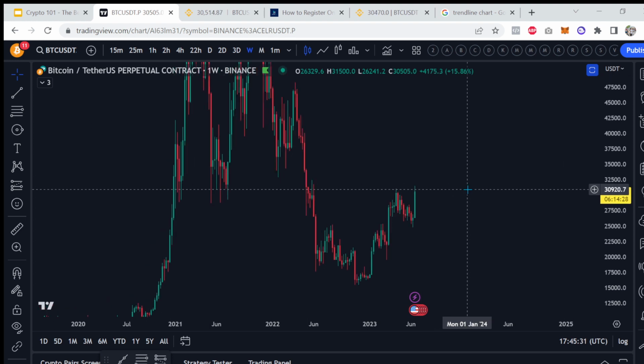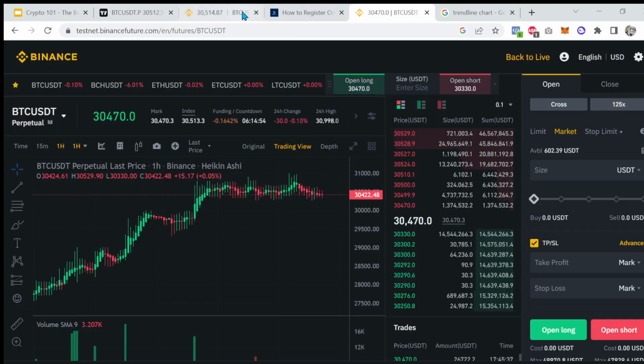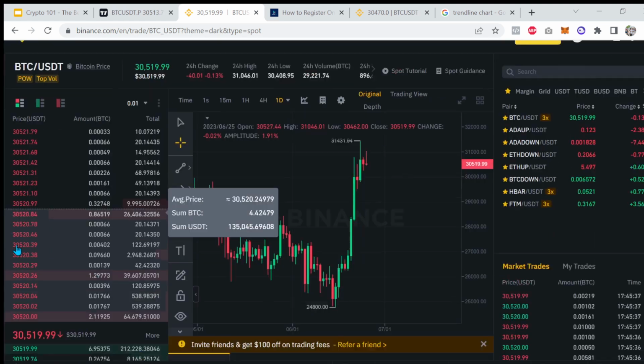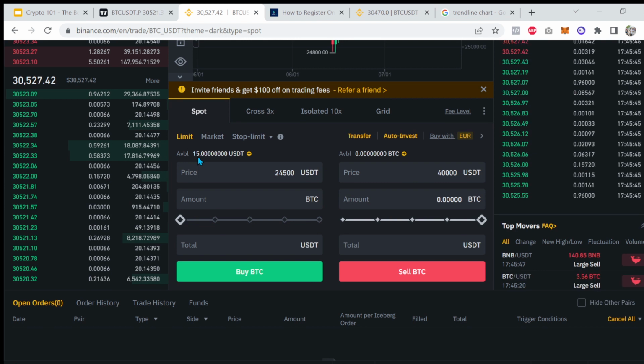When we're also talking about risk management, remember I mentioned that when you are trading, for example, let's go to our spot trade tab once again. If our entire fund that we're trading is $15, we do not want to put all the $15 into one single trade. What if that trade goes wrong? What if that trade goes badly? That means our $15 is all gone.